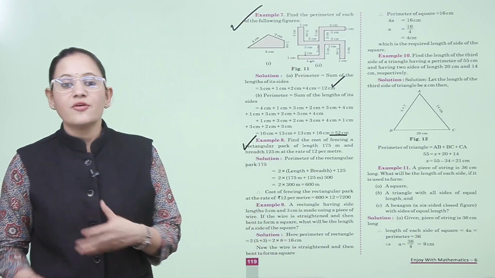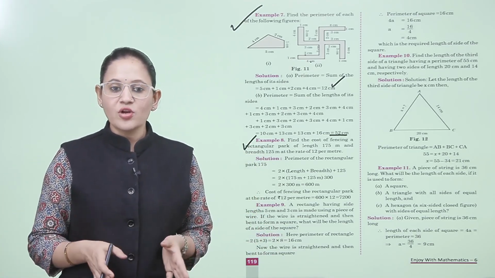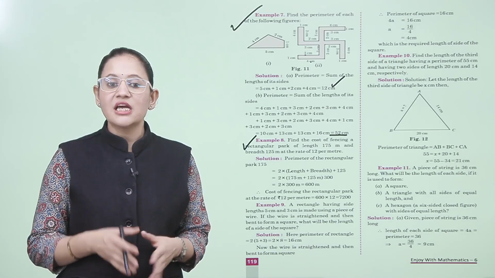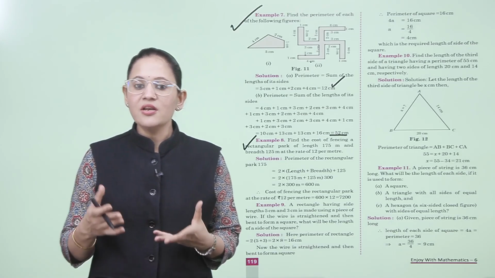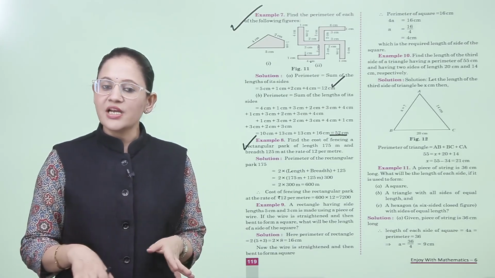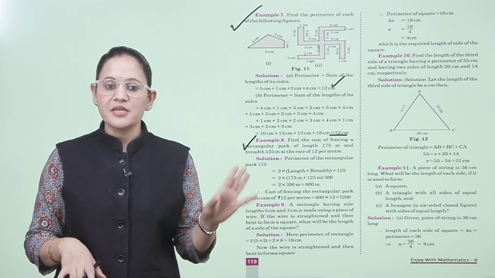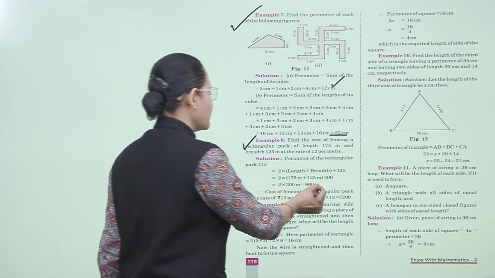Now example 8. Find the cost of fencing a rectangular park of length 175 meter and breadth 125 meter at the rate of 12 rupees per meter. So first we'll find the perimeter. Length and breadth are given. Perimeter equals 600 meter.